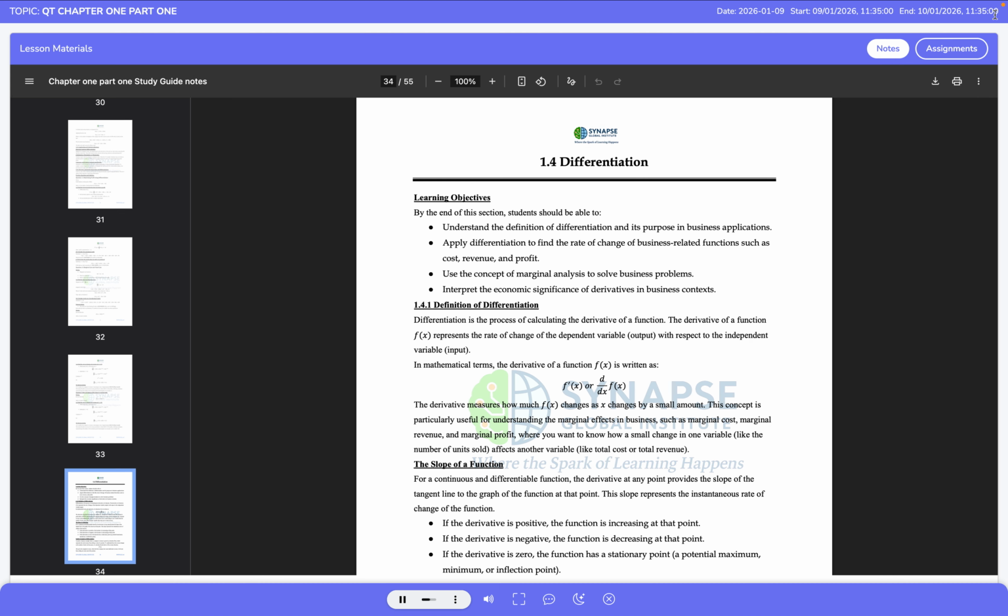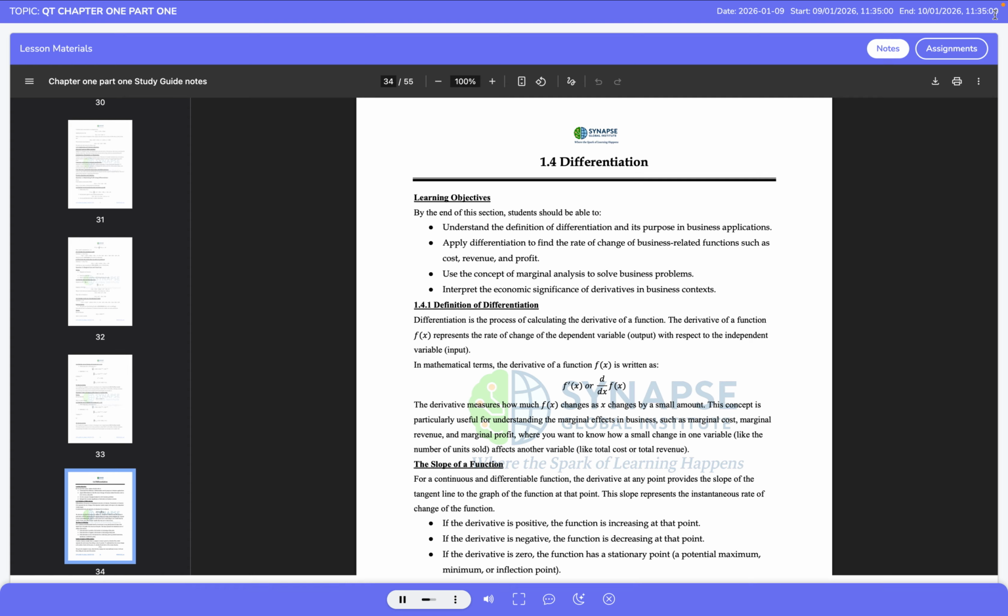Differentiation is the process of calculating the derivative of a function. The derivative of a function represents the rate of change of the output with respect to the input. In practical terms, it tells us how much one variable changes when another variable changes by a very small amount.